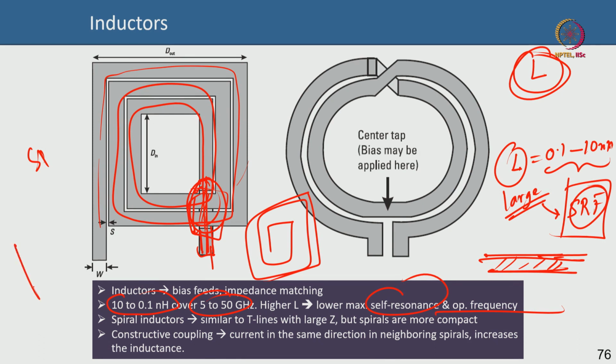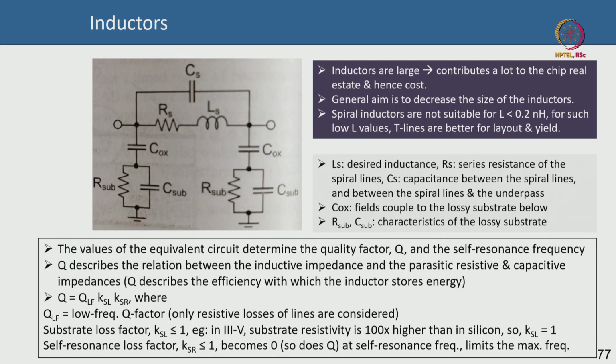If you have a conductor like that, and another conductor like that, and the current is flowing in the same direction, then you constructively reinforce the inductance. If the current flows in the opposite direction, then there is a destructive coupling in a way, and your inductance tends to be lowered. Okay, so just keep that in mind.